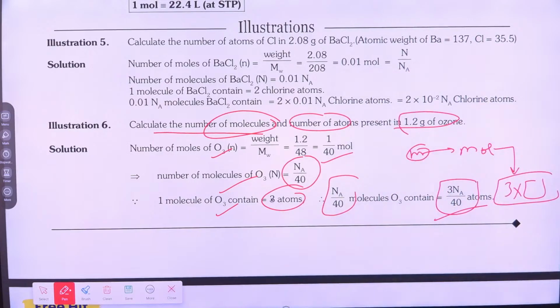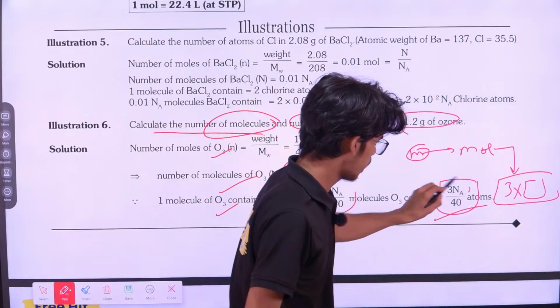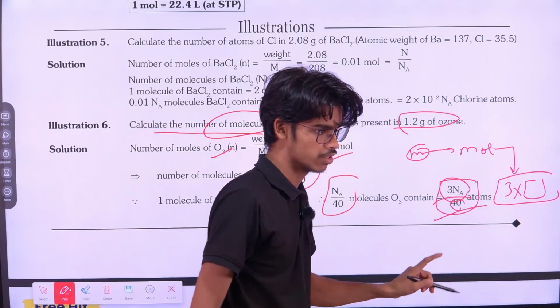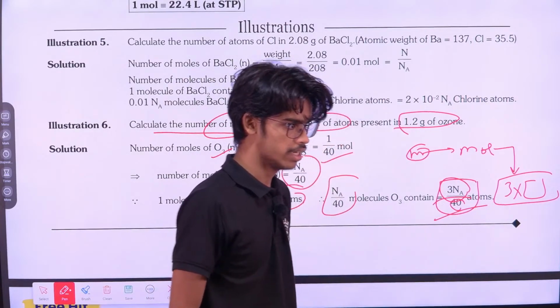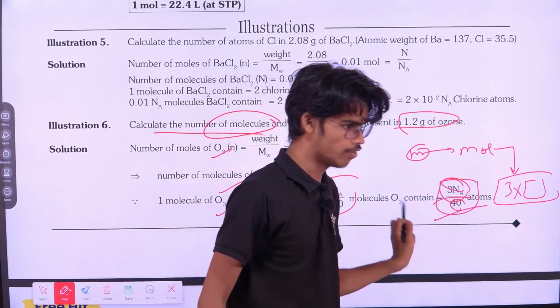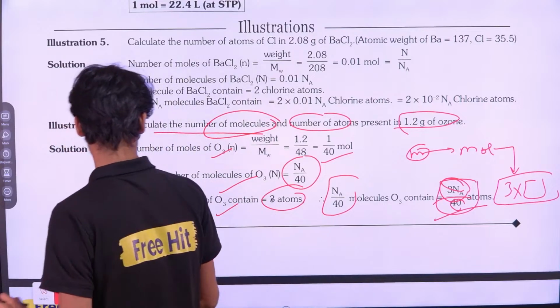Somebody has answered. I can see in 1.2 gram of ozone, Shraddha has answered: there are 401 molecules of ozone and 1203 Na atoms. Okay Priya, this is not 40 into 3 into Na, this is 3 Na by 40. You are multiplying all these numbers, 3 into Na into 40, got it? It is 3 Na by 40, remember this.